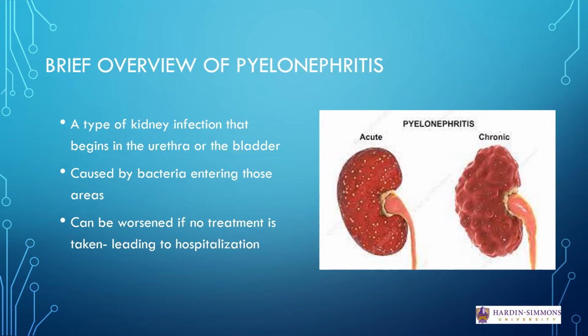In the picture to the right of the screen, you'll notice that there's two types, acute and chronic. So acute is a sudden development, and then the chronic one is a long-standing infection that can result in kidney scarring.